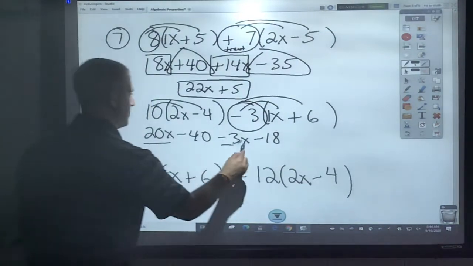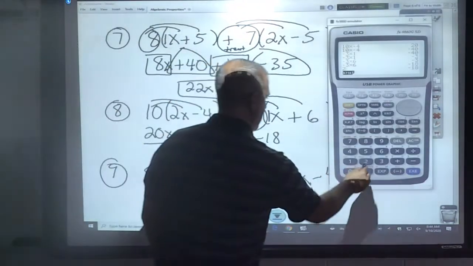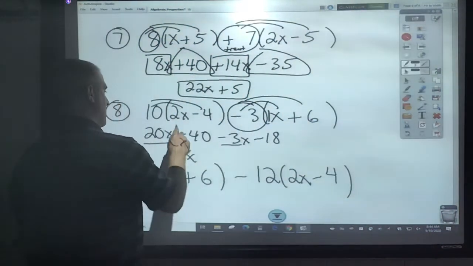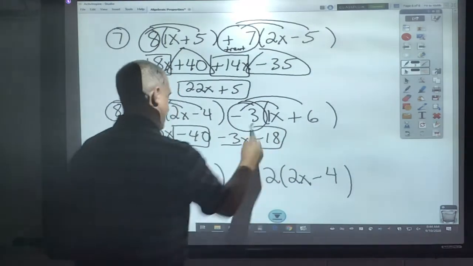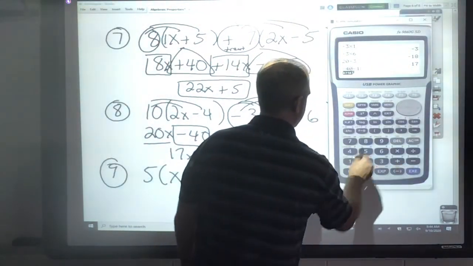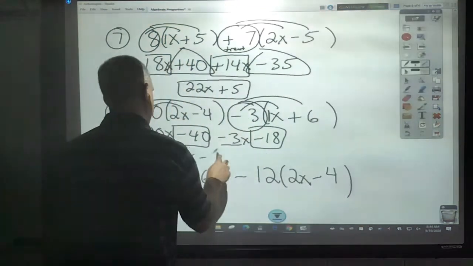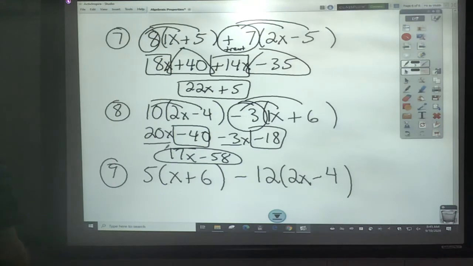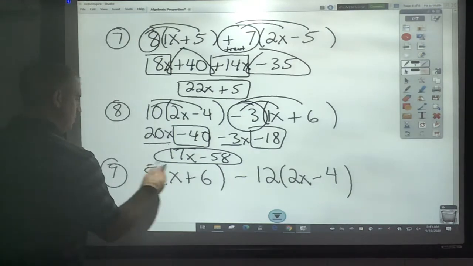Okay, so here's my like terms. 20 minus 3, type the signs I see. That's 17. And then I got negative 40 minus 18. Negative 40 minus 18, I just type the signs I see. Minus 58. Okay? All right, going on to this one.